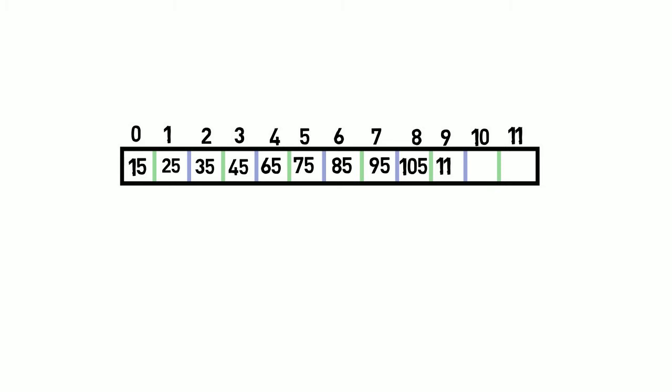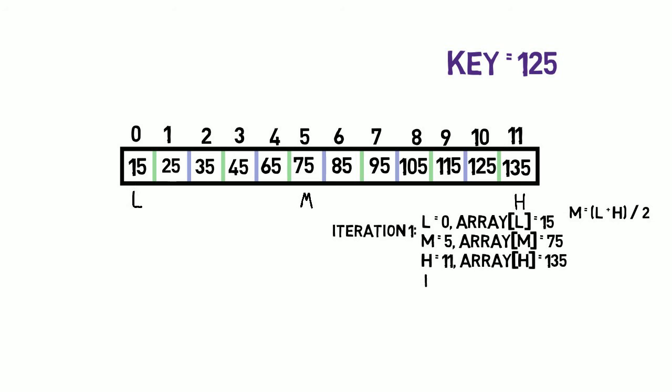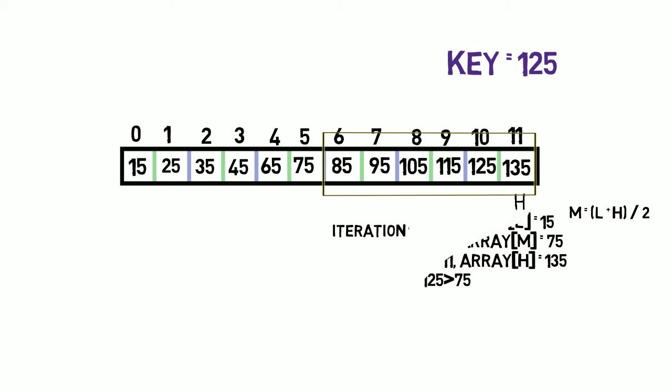Let's try to understand it with the help of an example. Consider an array of 12 elements and suppose we want to search the array for key 125. The algorithm will start with L equals 0, H equals 11 and M equals 5. Since 125 is greater than the middle element 75, the search will continue in the upper half.